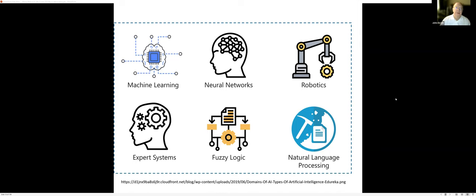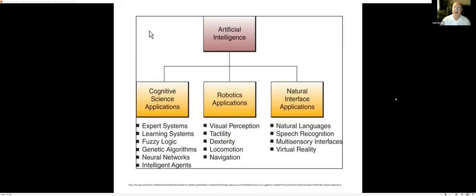But we'll also take a look at some of the more modern systems that are based on neural networks, which in many cases are far more powerful. Here's another illustration of where artificial intelligence goes, as cognitive science applications, robotics applications, and natural interface applications like speech and language. And so there are many different variations of it.